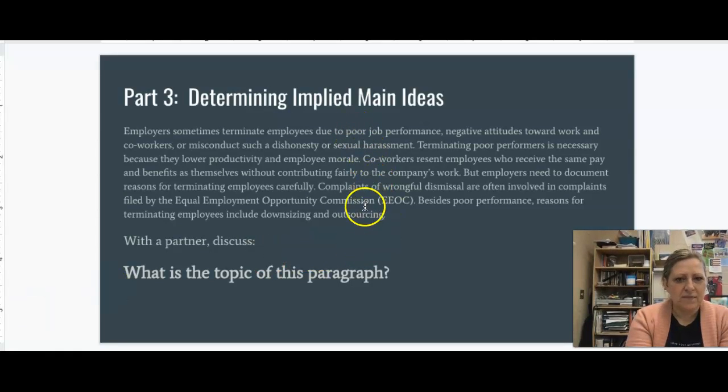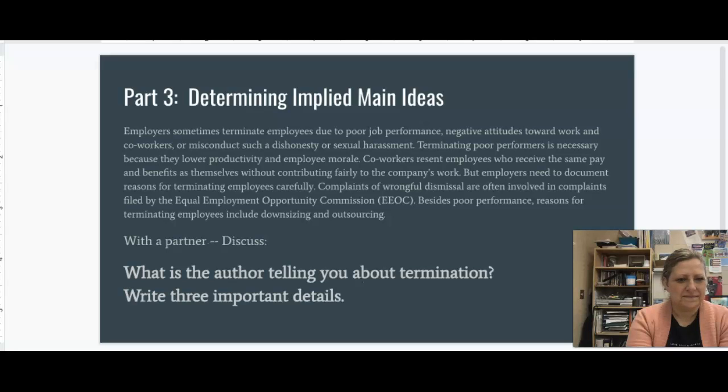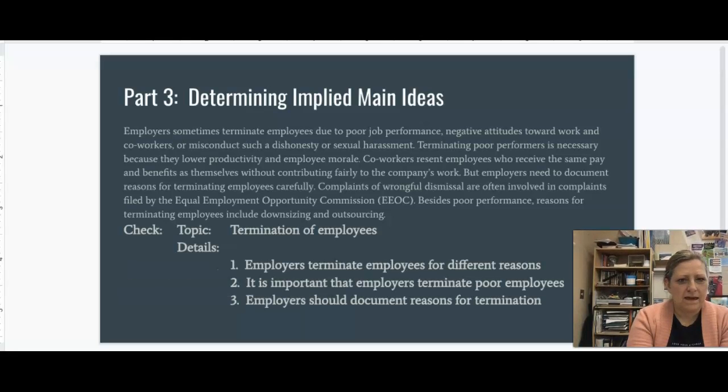All right, so here's our paragraph. You can read it again, obviously not with a partner, but I want you to answer: what is the topic of this paragraph? Okay, so what did the author tell you about termination? And here they are. Employers terminate employees for different reasons. It is important that employers terminate poor employees, and employers should document the reasons for termination.